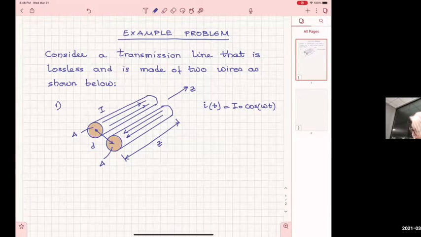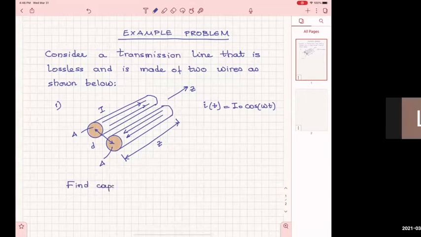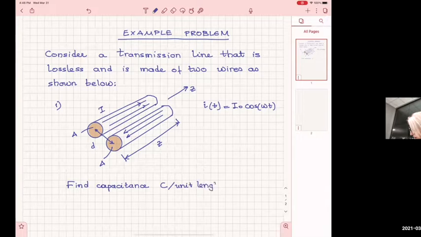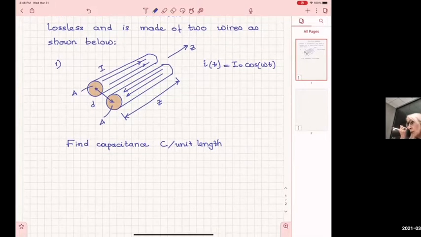Let's assume that first of all, it asks us to find the capacitance. Is it the capacitance per unit length or the whole capacitance that it is asking for? Yes, the per unit length. Okay, perfect. Capacitance C per unit length. Okay. How would we find the capacitance in this? Of course, we don't know how to find it ourselves.